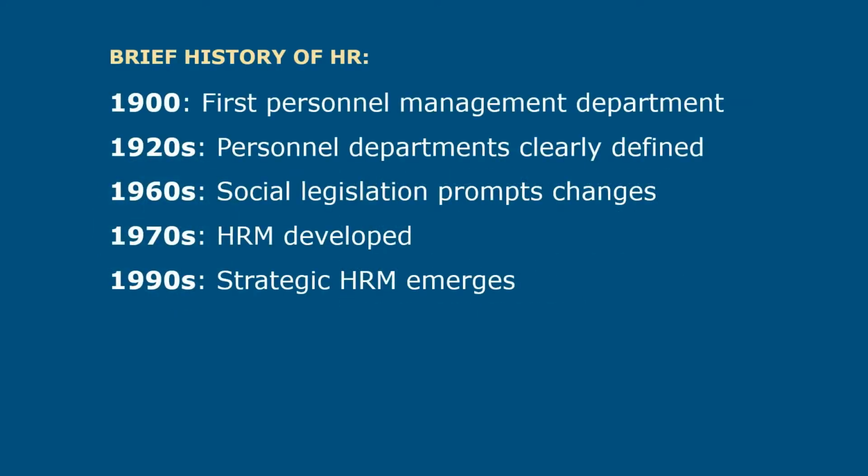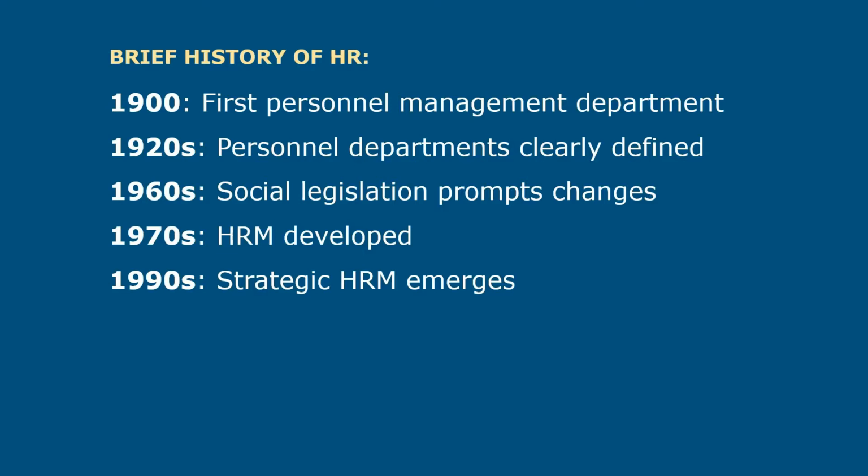It's believed that the first personnel management department began at the National Cash Register Company in the early 1900s. Personnel departments, which emerged as clearly defined in the 1920s, at least in the United States, were largely concerned with technical functions. What began as a primarily clerical operation in large companies concerned with payroll and employee records began to face changes with the social legislation of the 1960s.